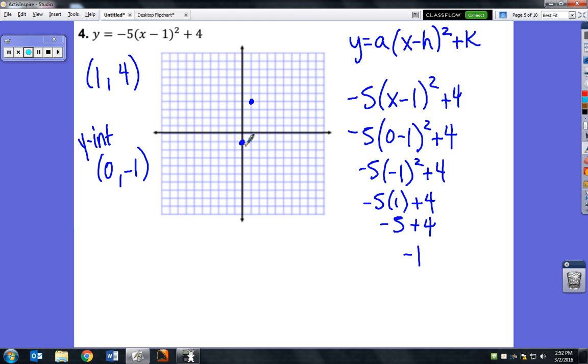Now if you remember, my axis of symmetry goes through my vertex. My axis of symmetry tells me where my graph is symmetrical. So it's kind of like a mirror image. So if I have a point over on this left side, I know that there's going to be a point similar on the other side of the axis. So that gives us just enough points to plot our parabola.